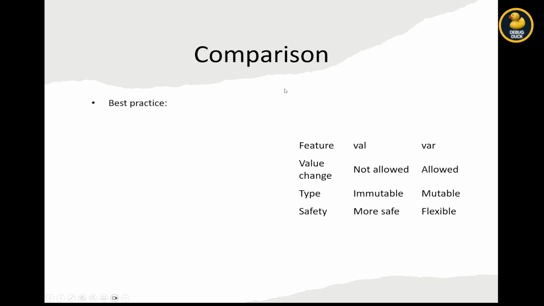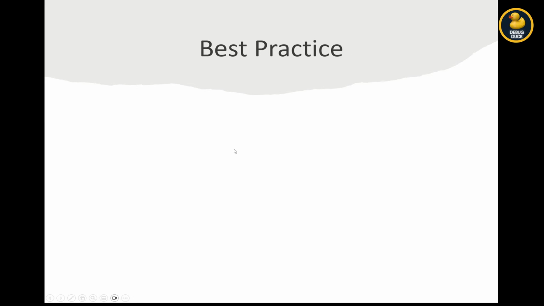Let's make a comparison. Val and var. The value change: val not allowed, var allowed. The type: val is immutable, var is mutable. Safety: val is more safe, var is flexible. The best practice: use val by default and use var only when necessary. Professional developers follow this rule.